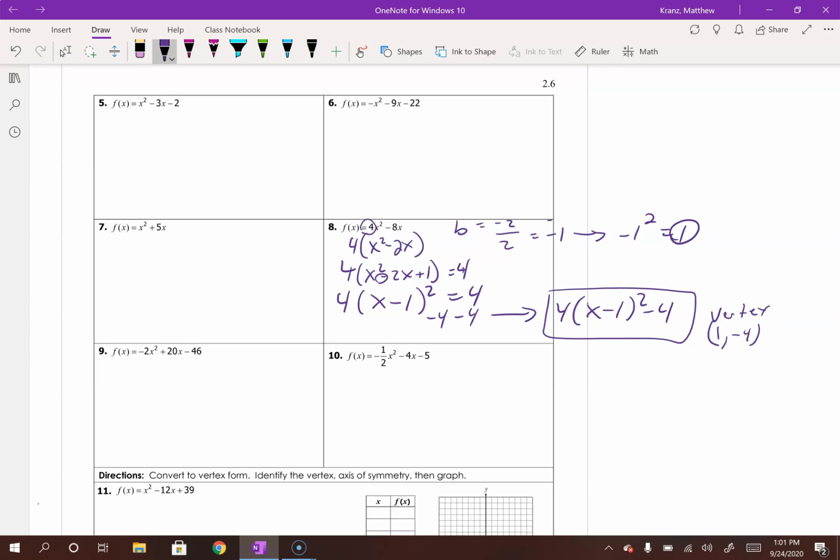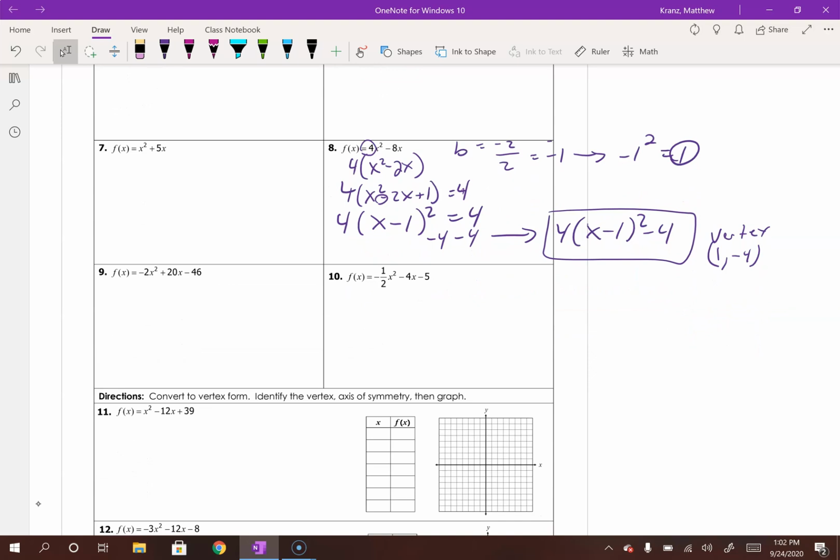All right, let's go ahead and try 9. So for number 9, what I'm doing is I have to factor out this negative 2. So when I factor out a negative 2 here, right, I'm only going to factor it out of this. The 46 is fine by itself. When I take negative 2x divided by negative 2, that gives me an x squared. 20 divided by negative 2 is a negative 10x. So now that I have this, I know that my b term is negative 10. So I divide it by 2, which gives me negative 5. And when I square negative 5, it gives me a positive 25.